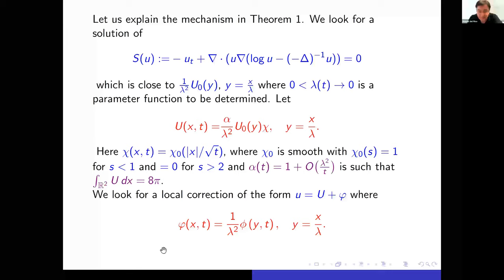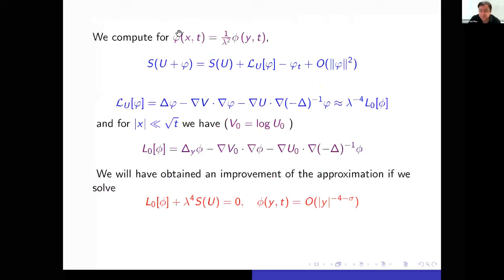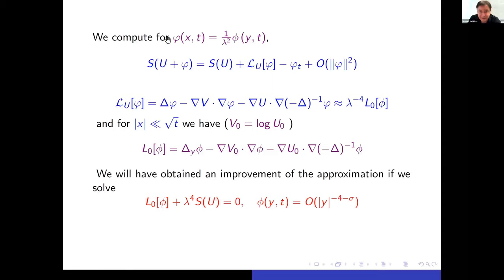So let me try a correction of the capital U by this phi bar, which is 1 over lambda squared times phi of y, t, where y is the scale variable x over lambda. After some computation, what we find is that you can express the Keller-Segel operator at U plus this correction as the initial error, plus a linear operator, which is the one down here, minus phi t, and plus some smaller order terms that, for the purpose of the argument, I will for the moment neglect. In fact, I will also neglect this one because it becomes a posteriori small.